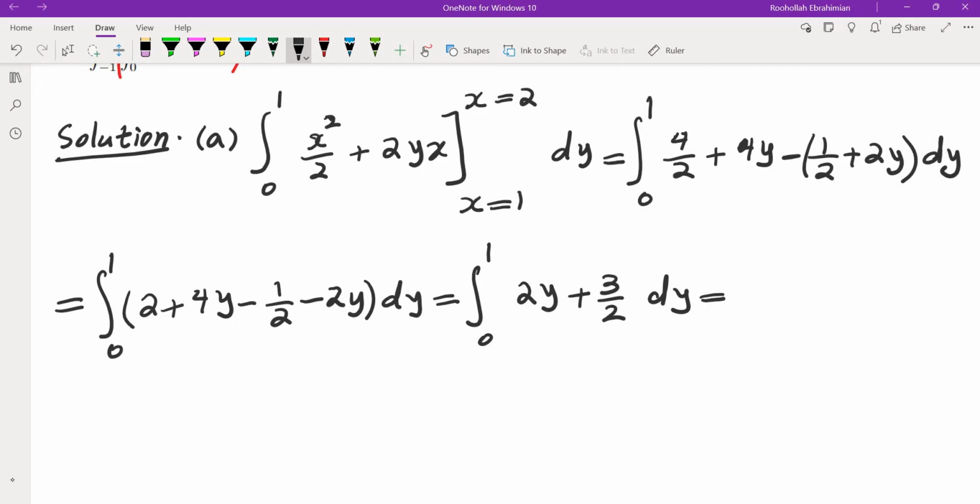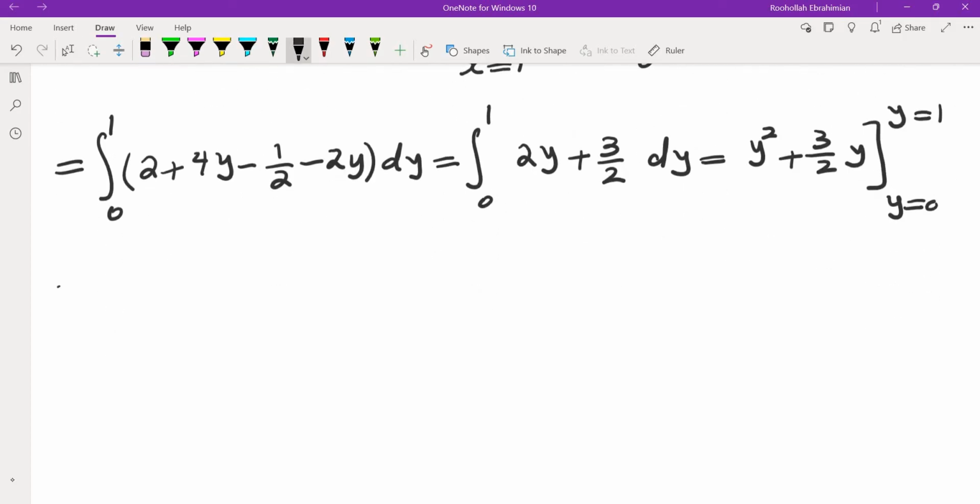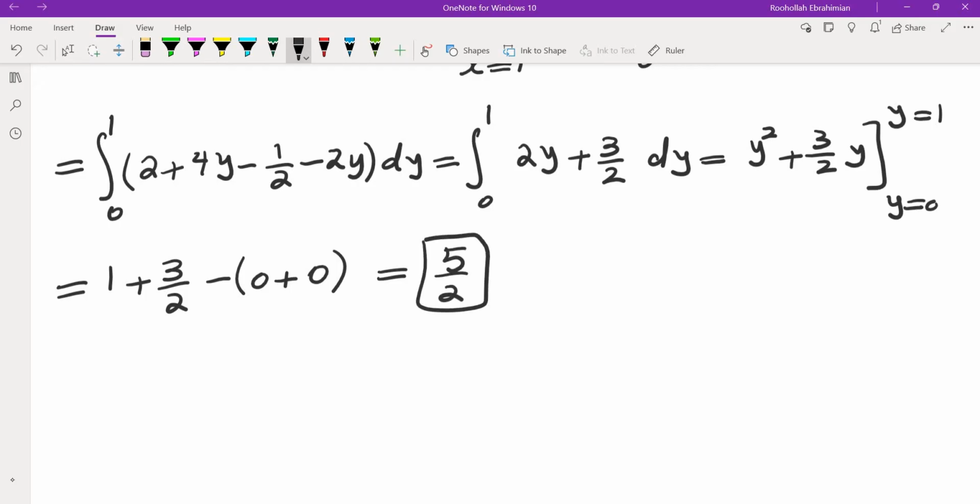Finally, we integrate with respect to y. We get y squared plus 3 halves y, and then the limits of integration are 0 to 1. Because here I have multiple variables, I always indicate which variable I am substituting. So this would be 1 plus 3 halves minus 0 minus 0 minus 0 plus 0, which is going to be 5 halves. So the answer for the first one is 5 halves.